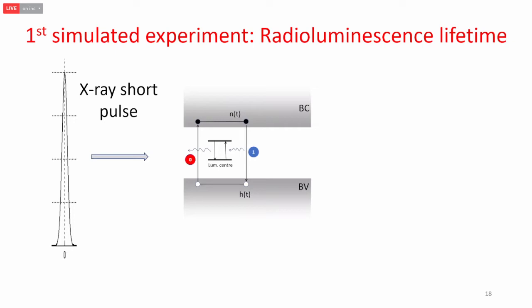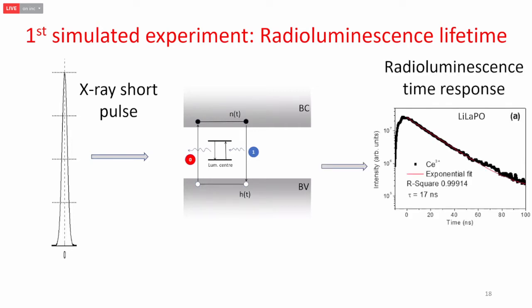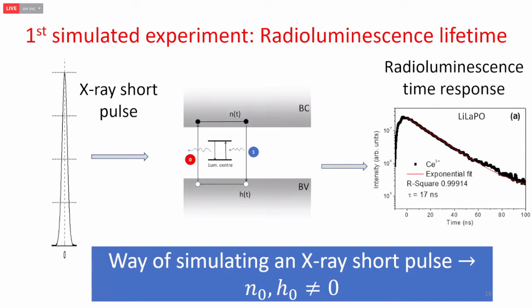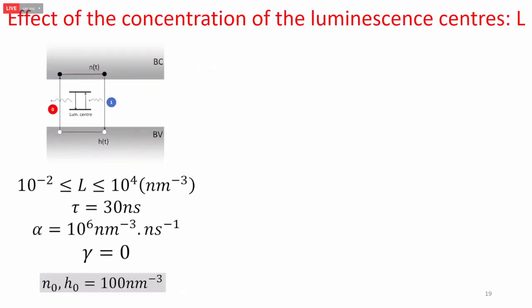In the lab, in real life, we know that a pulse has a time duration. But in our case, we admit that the pulse is a kind of delta. So instantaneously we have no concentration, and at t equals 0 we have a certain concentration of electron-hole pairs in the material. That's the way that we simulate the X-ray short pulse, and then we expect to get something like that. This is one of our experimental results.